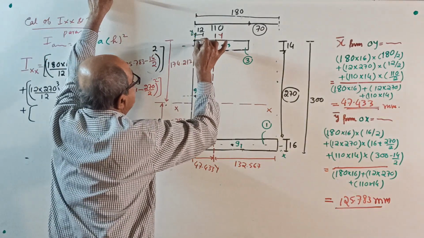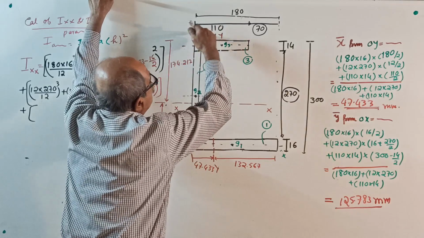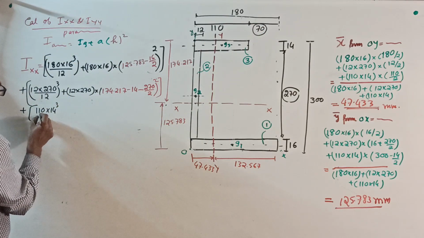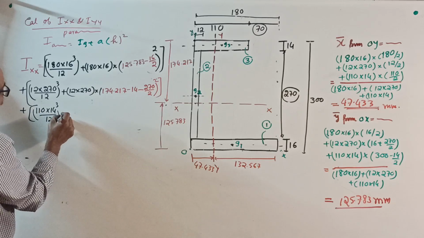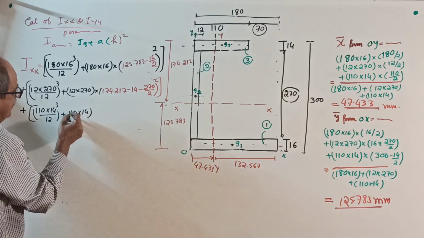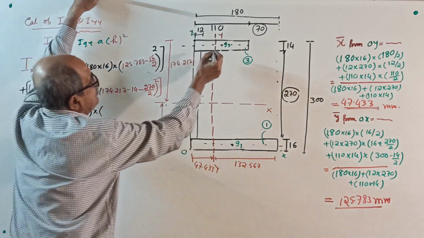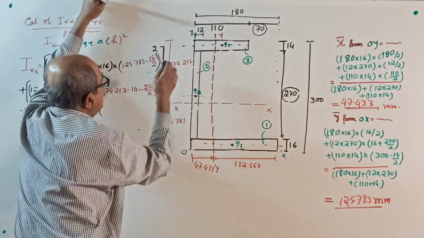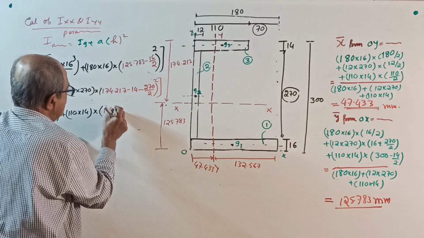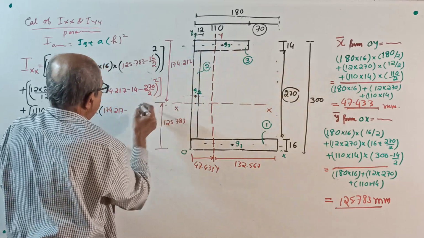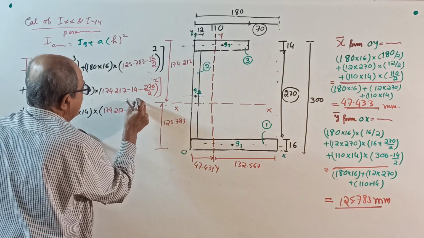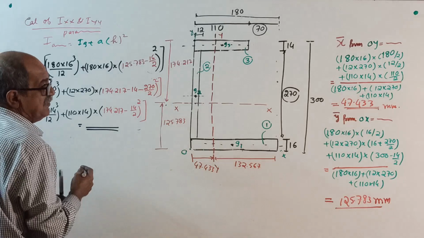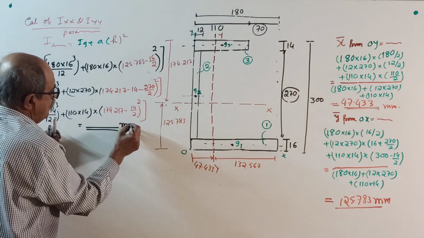I about its own centroidal axis, parallel to xx: 110 into 14 cube by 12. 110 into 14 cube divided by 12, plus 110 into 14 is the area, into the distance from centroid to xx, this distance squared, 174.217 minus half of 14, whole square over. Get the answer Ixx, preferably in 10 to the power 6 millimeter power 4.